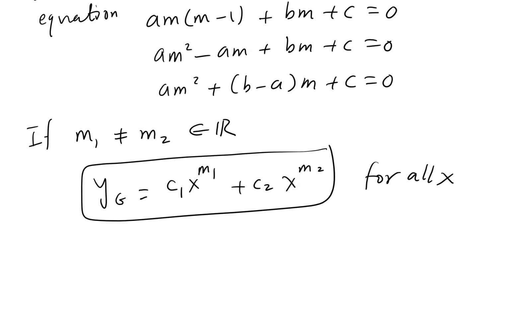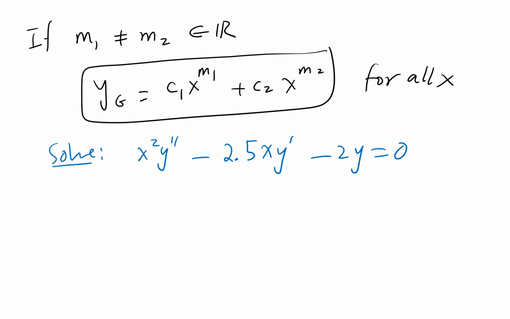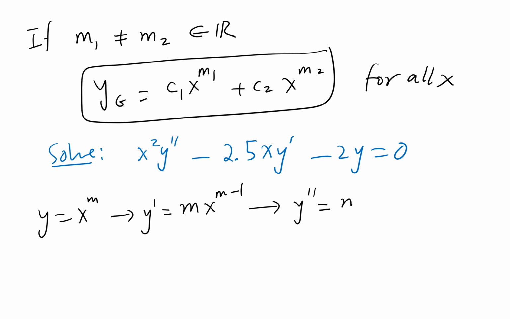Let's look at an example. If we're asked to solve x squared y double prime minus 2.5 x y prime, I put decimals in there, minus 2y equals 0. Again, I'm not going to memorize the formula, but I'm going to derive stuff because it helps later on to prove stuff and develop more tricks and strategies from this. So y prime is m x to the m minus 1, and the second derivative is m times m minus 1 x to the m minus 2.